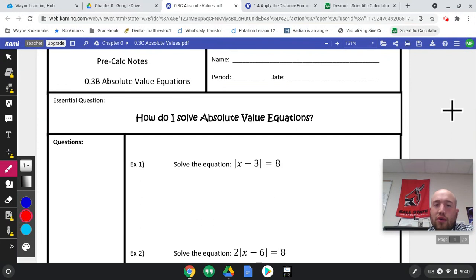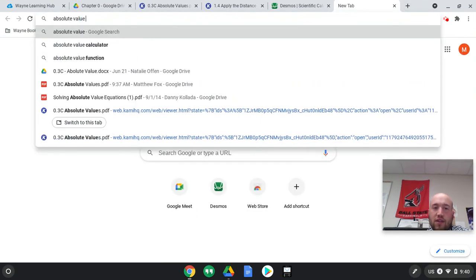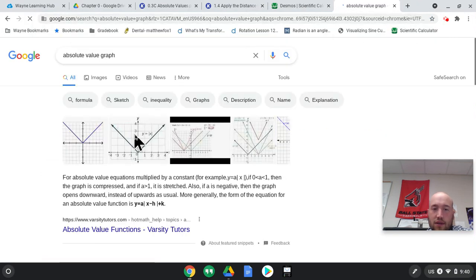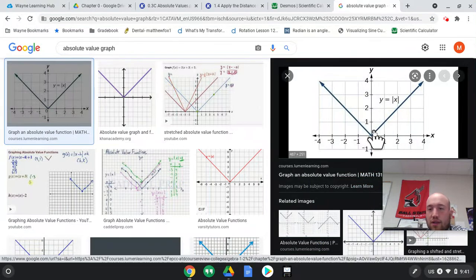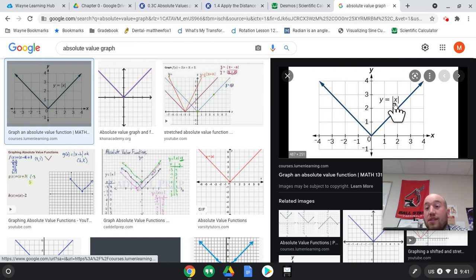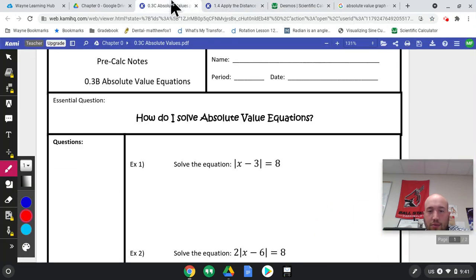Okay, so many of you already know a little bit about the absolute value. I'm guessing if I search for an absolute value graph, you have seen this before. So basically, as x gets bigger, so does y, right? And as it goes negative, it still goes in the positive y direction because our absolute value tells us the distance from 0. Okay, so positive 1 is 1 away from 0, negative 1 is also 1 away from 0.